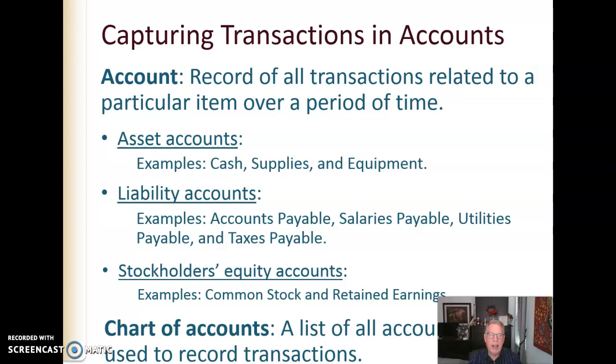A chart of accounts, a key piece of terminology here, is just a simple listing of all the account names that we use to record transactions. So if you wanted to know where you would record a certain transaction, then you would look it up in the chart of accounts and you would say, okay, utilities, and you would put it there. Or it might be electrical expense, and you put it there, depending on what your chart of accounts said.